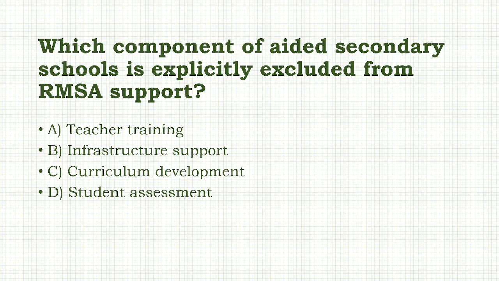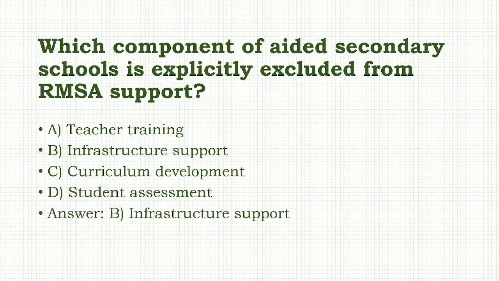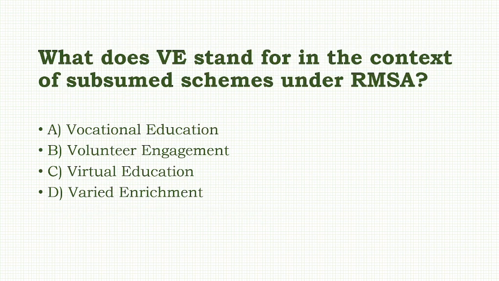Which component of aided secondary school is explicitly excluded from RMSA support? Option: teacher training, infrastructure support, curriculum development, student assessment. Answer of this question is option B, that is infrastructure support.